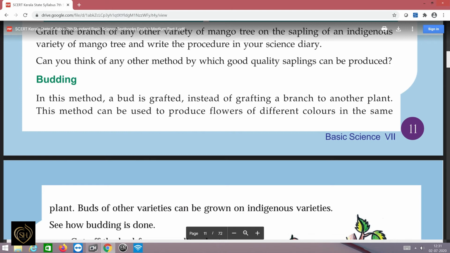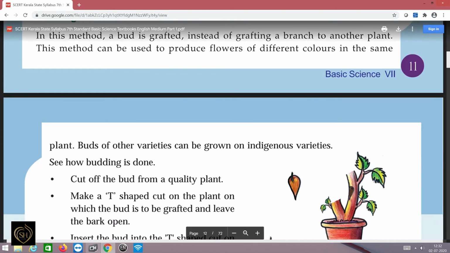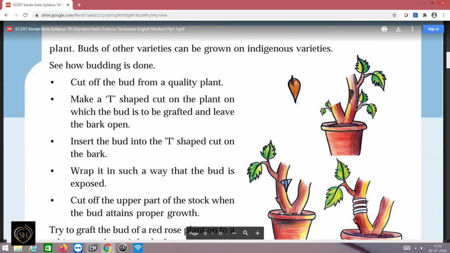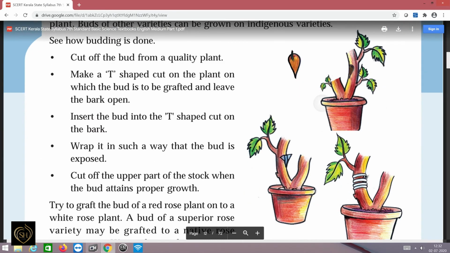This method can be used to produce flowers of different colors in the same plant. It is very beautiful to see. Am I right? It is very beautiful to see different colored flowers in a single plant. Okay, we can see how it is done. Next we are going to study the steps of budding.